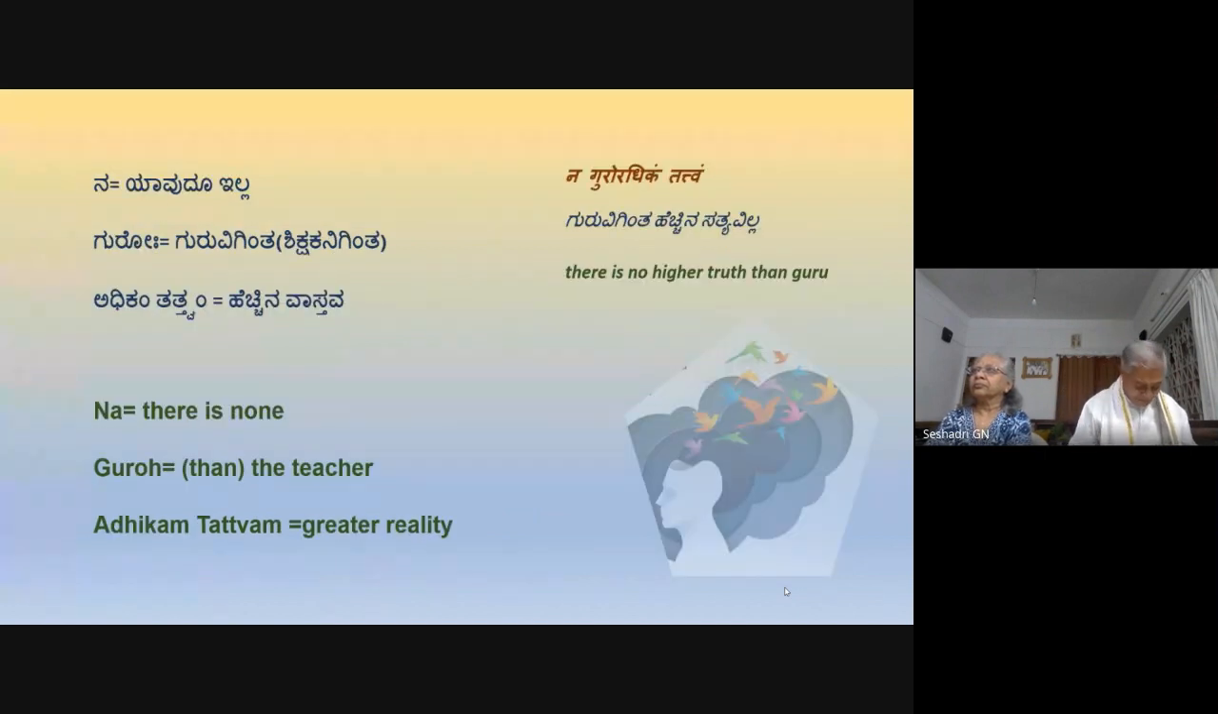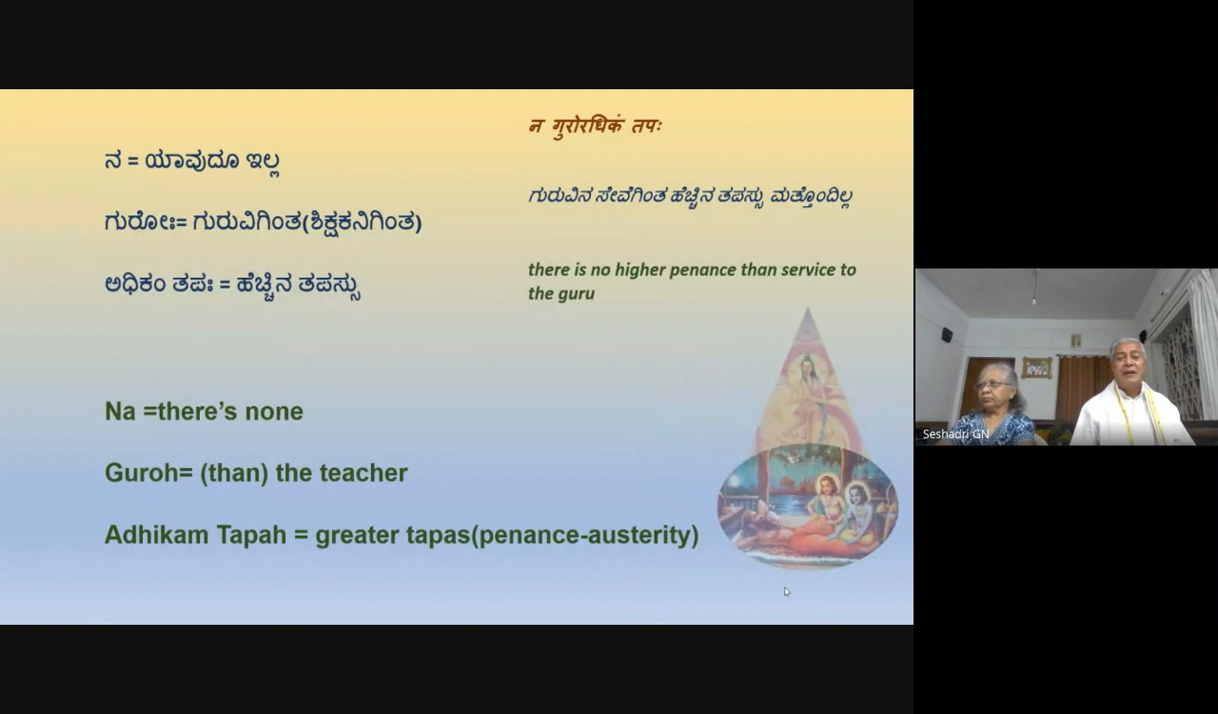Brahma Jnana is the highest. There is no Adhikam Tapaha. Tapaha, number one, serve the Guru. Serving the Guru is serving our scriptures. Swadhyaya Pravachanabhyam na pramaditavyam, Taittiriya. This is the service to the Guru.